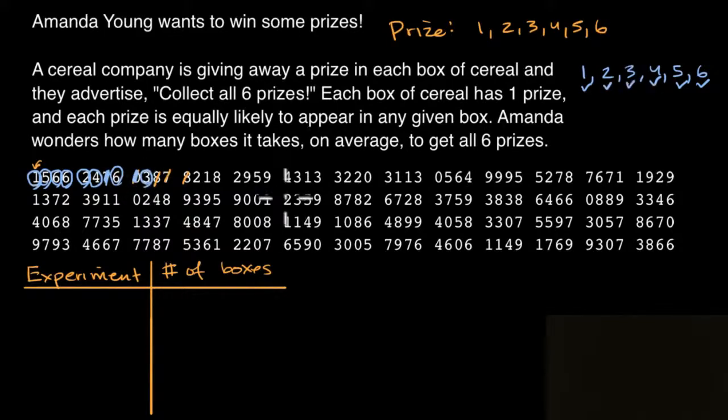So how many boxes did we have to go through? Well, we would only count the valid ones, the ones that gave a valid prize between the numbers 1 through 6, including 1 and 6. So let's see, we went through 1, 2, 3, 4, 5, 6, 7, 8 boxes in the first experiment. So experiment number 1, it took us 8 boxes to get all 6 prizes.